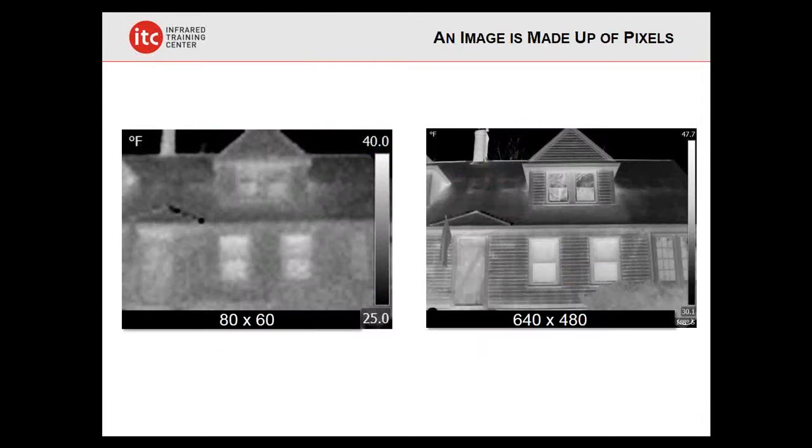To understand resolution, you first need to understand that the image is built from pixels. The detectors inside the camera are what the lens focuses that energy on. Those infrared sensors are made up of thousands and thousands of these detector elements.